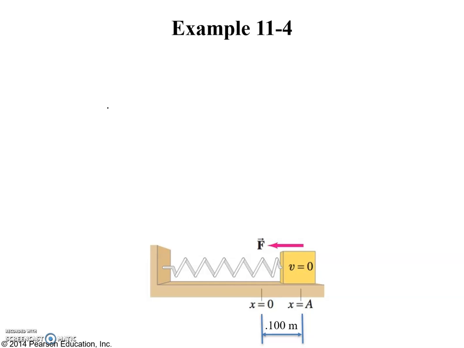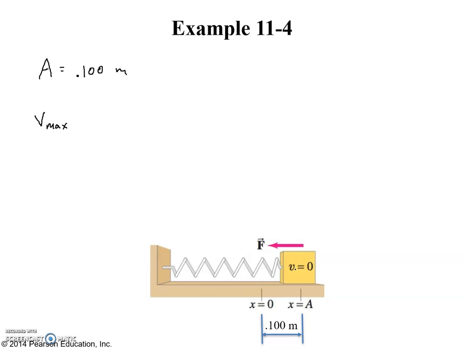So again, amplitude, that's kind of given in the problem statement. The amount that we stretch it out to start the motion of the box, that's as far as it's ever going to get. So that is the amplitude, 0.100 meters. So that's the answer to the first part of the question. The next part of the question wants to know what is the maximum velocity.